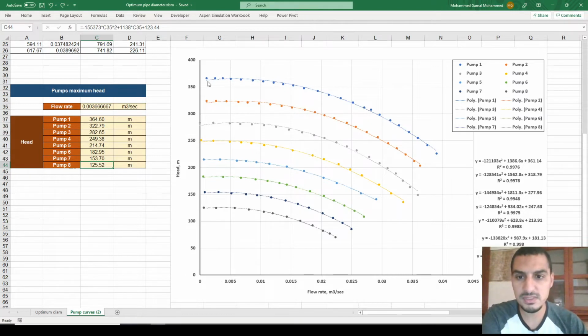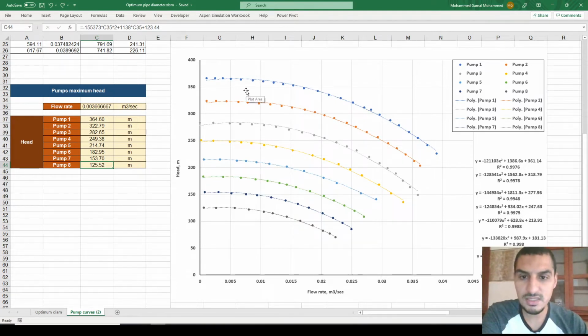So this is the largest pump, and these get smaller and smaller, and this is the smallest pump that we can use. For instance, if I am operating at 0.015 cubic meters per second, then the smallest pump can give me a head of almost 110 or 105. The second can give me 130, 140. The third can give me 180, 170, whatever the value. The fourth can give me 200. So it is very important to know the maximum head that the pump can provide for a specific flow rate.